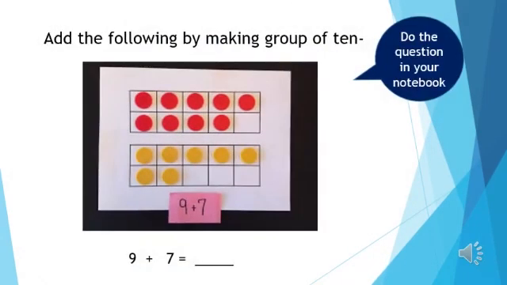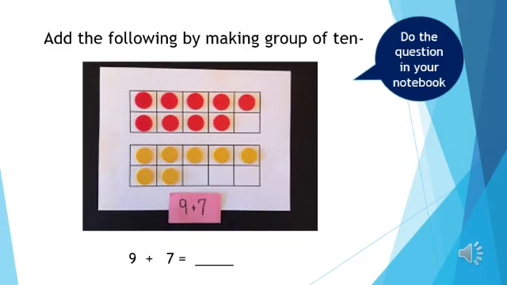So you have to do a question now. Do the question in your notebook. You take your time, take out your notebook, take up your pencils and eraser, and note the question in your notebook. Add the following by making group of 10. Here you can see there are 9 red dots and 7 yellow dots. 9 plus 7 is equal to what? That you have to find out.